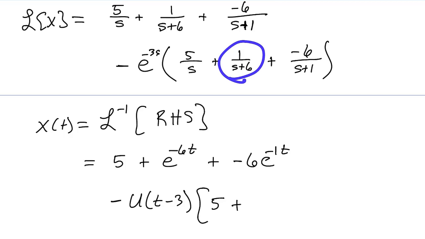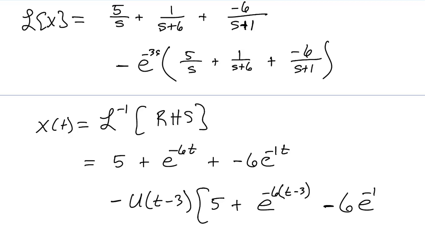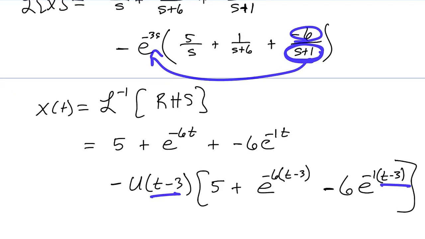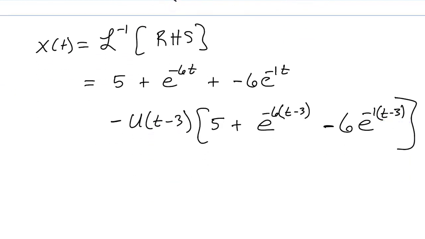This would be an e to the negative 6t. So we need an e to the negative 6 parentheses t minus 3. We have to shift it so that it turns on at the same time as the u function. And then minus 6 e to the minus 1 parentheses t minus 3. Again, we have to take negative 6 e to the minus 1t, but shifted to match the unit step function. And so that is the complete solution to that problem.